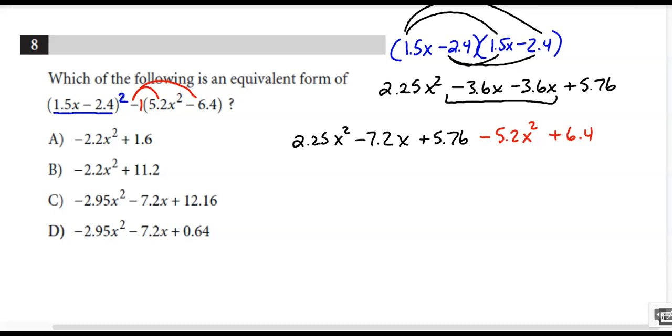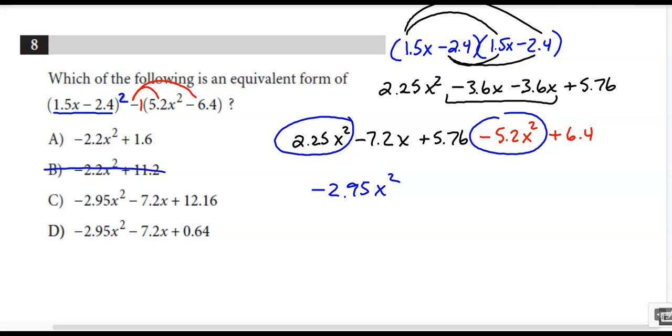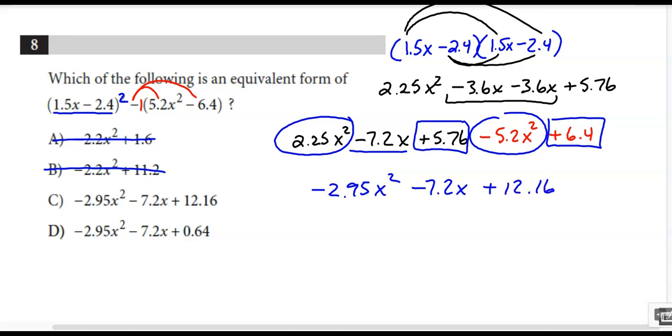I got to combine some like terms. So let's check out the x squareds. I have 2.25 and a negative 5.2. So that's going to give me a negative 2.95x squared, which eliminates these two. I always kind of do parts of the problem and eliminate what I can. And then the minus 7.2x, there's no other like terms to go with him. And then I have this plus 5.76 plus 6.4 is going to give me a positive 12.16. So the correct answer here is C.